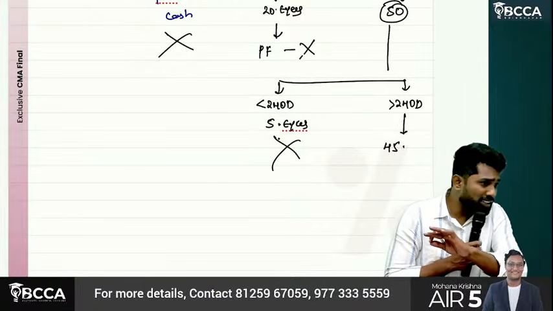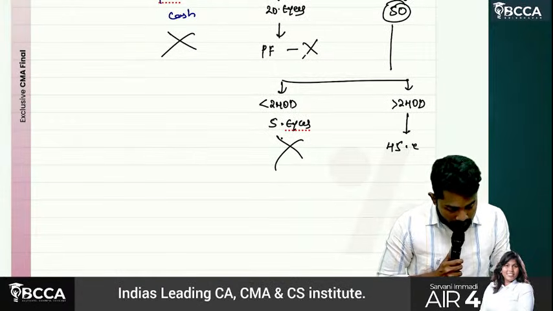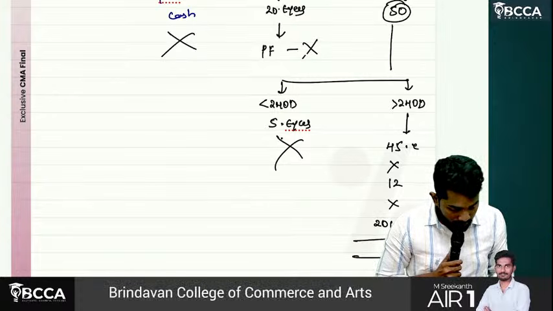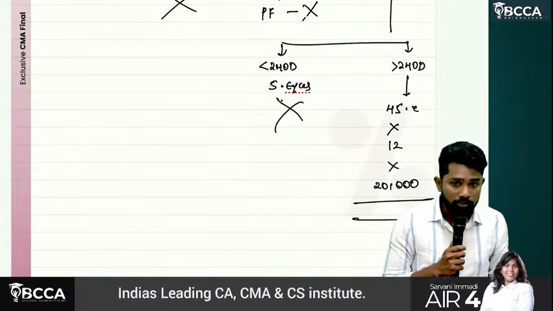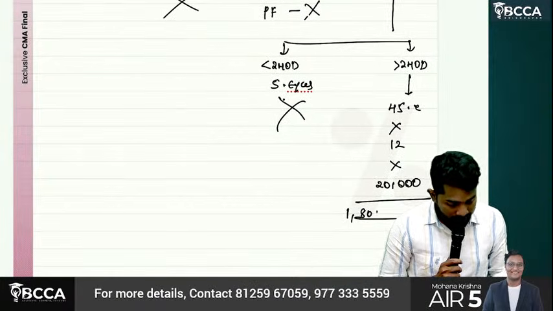Now find out what is the total salary for them. 45. Assume, sir, they are there throughout the year; on 1st April itself they have joined. So 45 employees into 12 months into each salary, how much, sir? 20,000. 45 into 12 into 20,000 is 1 crore 8 lakhs.